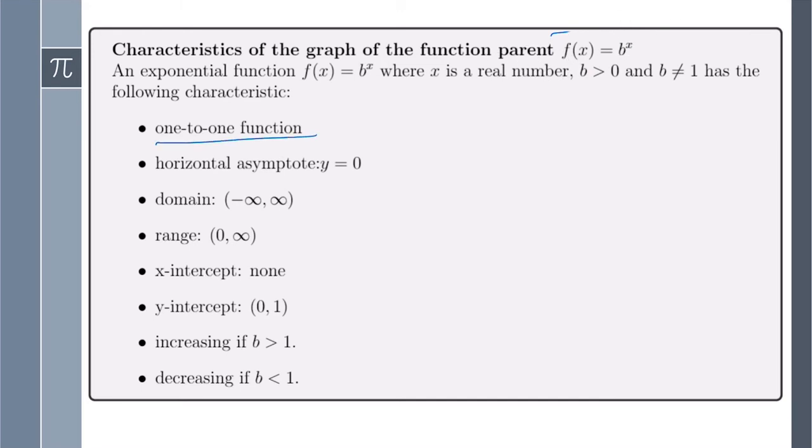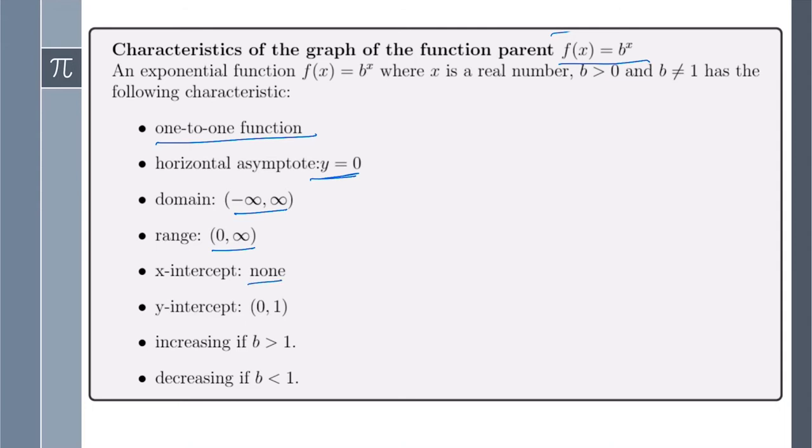So this function is 1-to-1. That means we have the inverse, which is a function. The horizontal asymptote for this parent function, not for the transform function. When we transform, this might change. The function might go down, might go up, depending on what transformation we do. But for the parent function, the horizontal asymptote is always y equals 0 or x-axis. Domain all real numbers, range 0 to infinity.